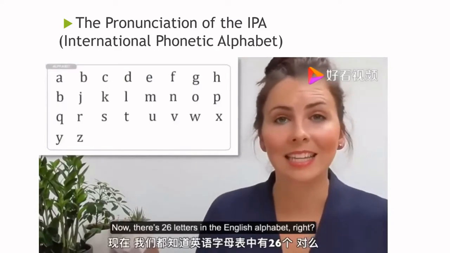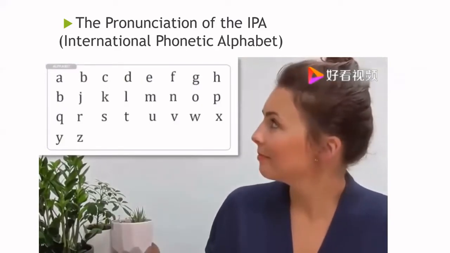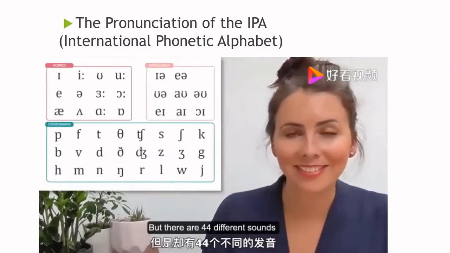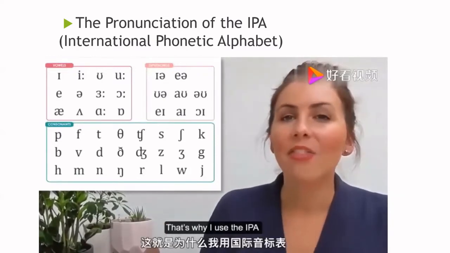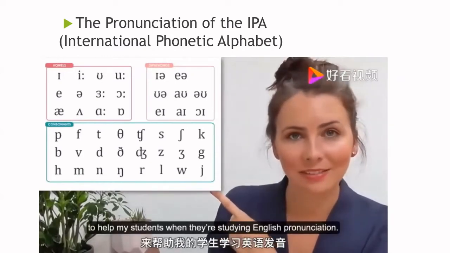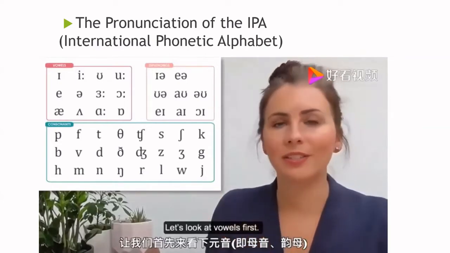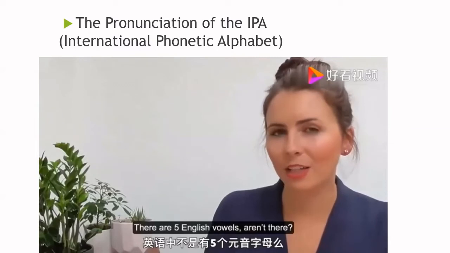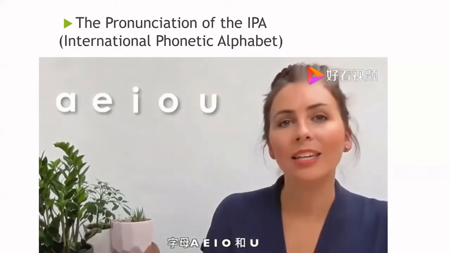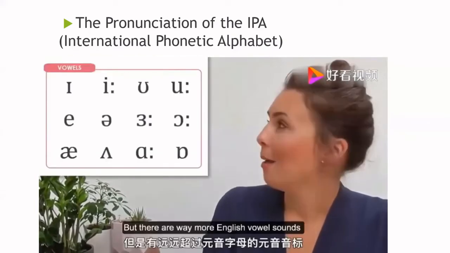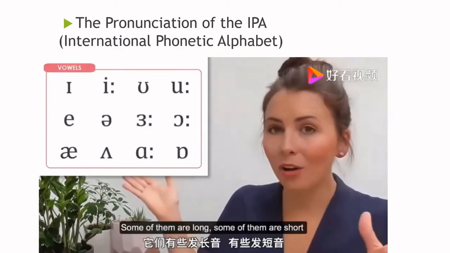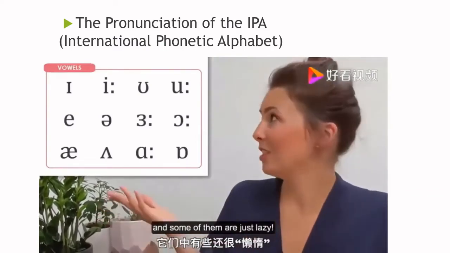Now, there's 26 letters in the English alphabet, right? But there are 44 different sounds, way more than there are letters. That's why I use the IPA to help my students when they're studying English pronunciation. Let's look at vowels first. There are 5 English vowels, aren't there? A, E, I, O, and U. But there are way more English vowel sounds. Some of them are long, some of them are short, and some of them are just lazy.